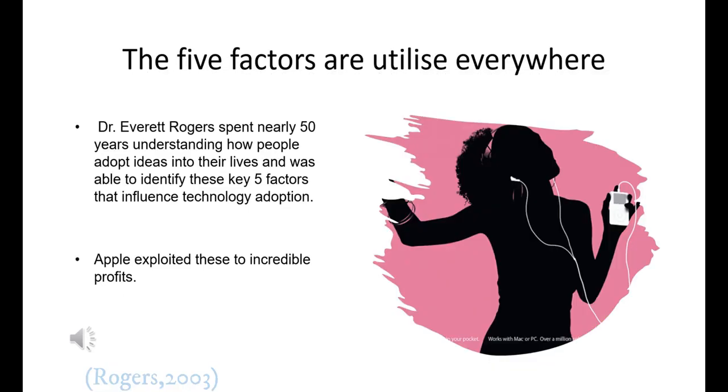Rogers' 5 factors are still useful everywhere, not only in the case of agriculture. The 5 factors are still applicable in almost all spheres of society. Dr. Rogers spent nearly 50 years understanding how people adopt ideas into their lives and was able to identify these key 5 factors that influence technology adoption.